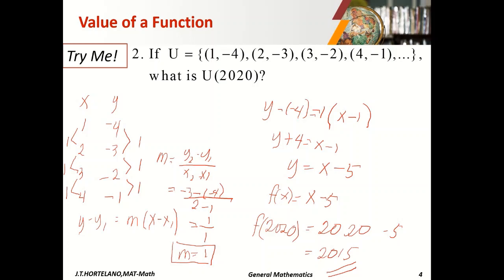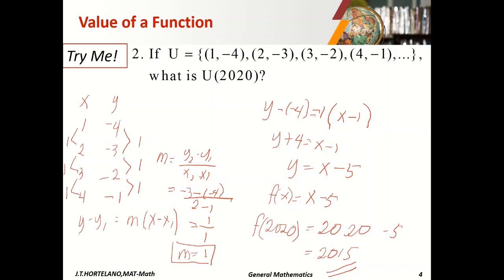Okay? So, maybe you will ask, sir, how did you get those differences? This is actually a technique to know whether the given relation or ordered pairs are linear or non-linear. So, if the differences are all the same, that's linear. If not, there's another technique for that. You can get the second differences, but I will be discussing that maybe next meeting or when we encounter problems dealing with that case.